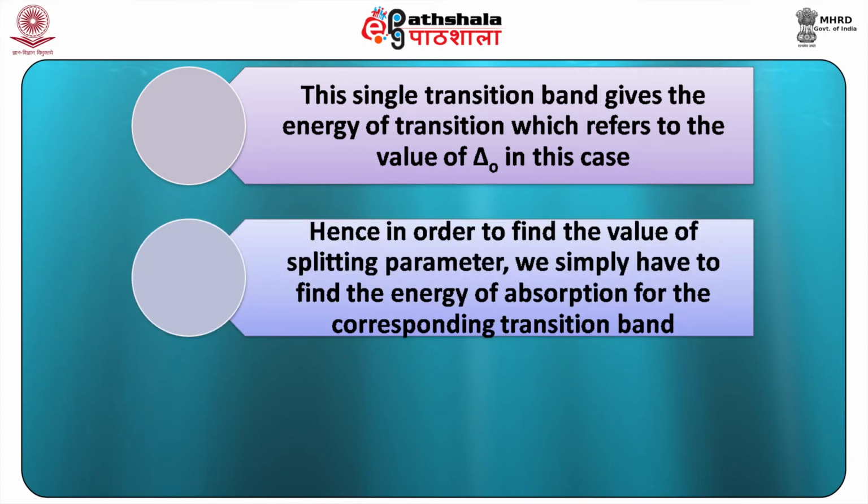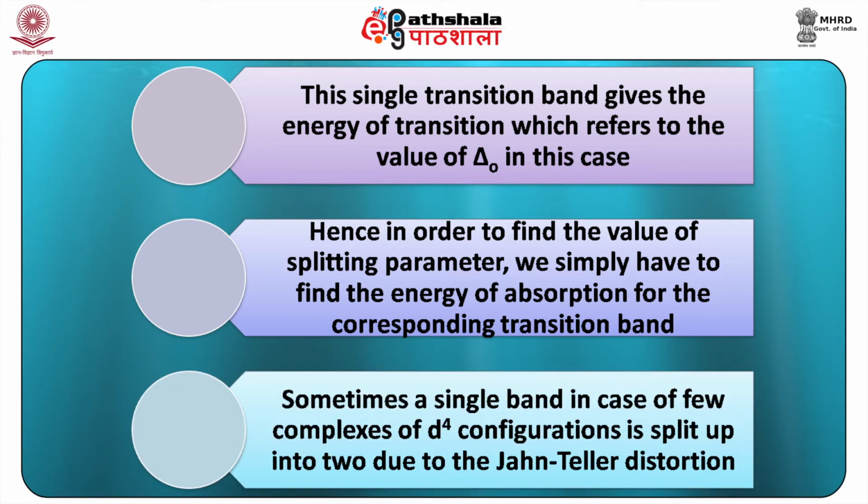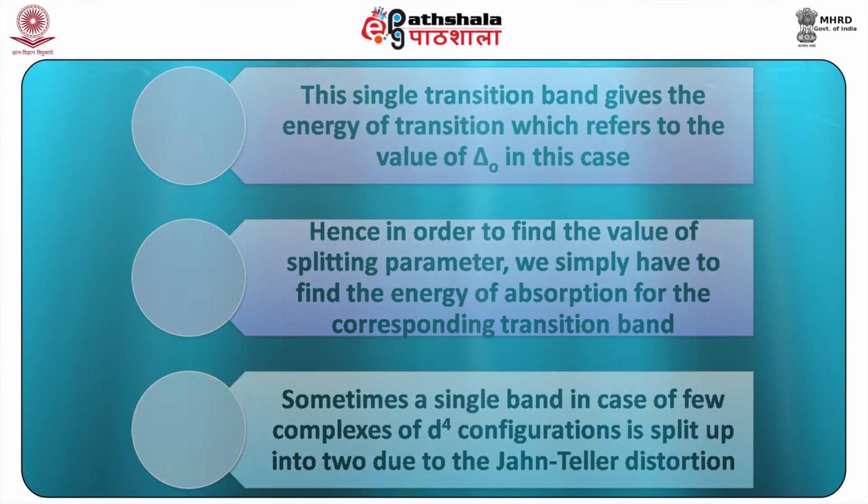Hence, in order to find the value of the splitting parameter, we simply have to find the energy of absorption for the corresponding transition band. Sometimes a single band, in the case of a few complexes of d4 configuration, is split into two due to the Jahn-Teller distortion.